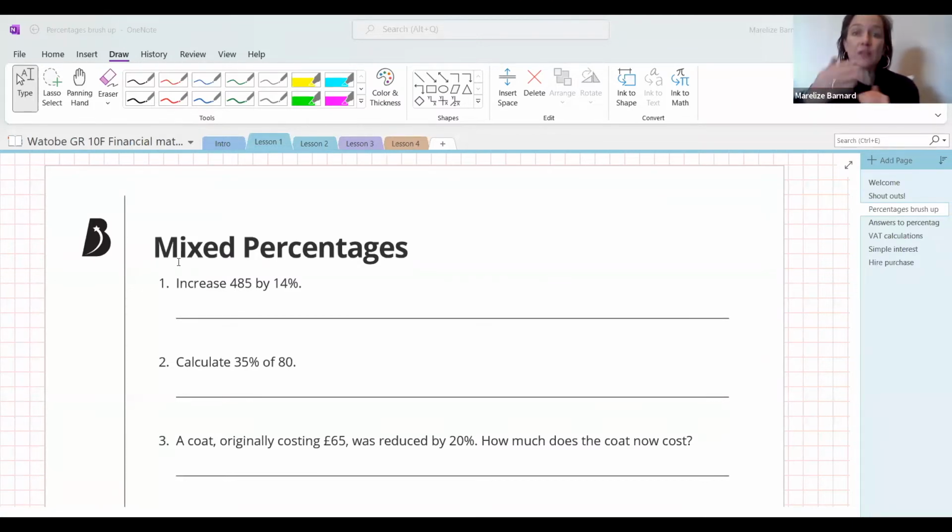Remember, we are increasing. So if we are increasing a number, we need to make it bigger. We can't give our answer 67,9 because that's not right. How can we be increasing 485 by 14% and come up with an answer of 67,9? There's something that you are forgetting to do. I'm seeing some more answers here.